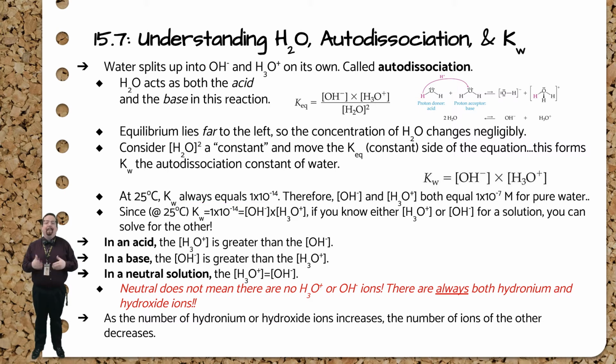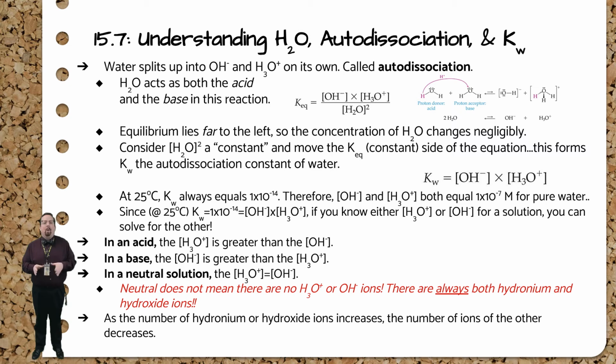If we do a little bit of math, we can find that at 25 degrees Celsius, pure water will have a hydroxide concentration of 1 times 10 to the negative 7 molar, and a hydronium concentration of the same. This means that for every liter of water, there's about 0.000007 moles of hydronium and hydroxide. Not a lot, but definitely not zero.